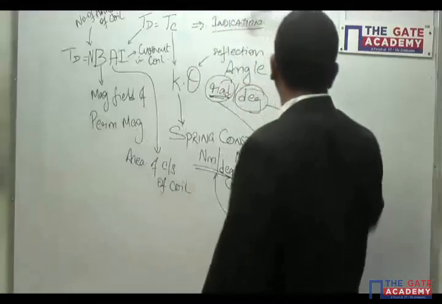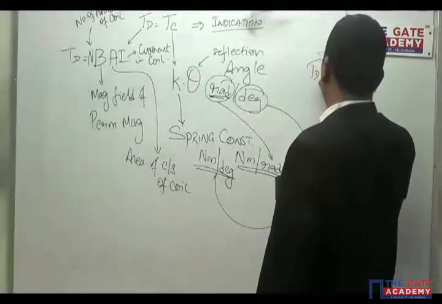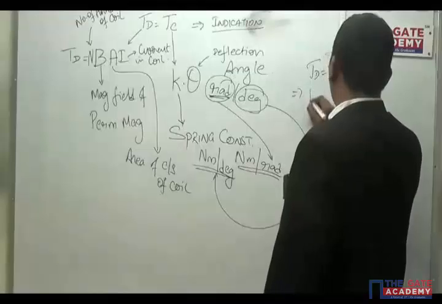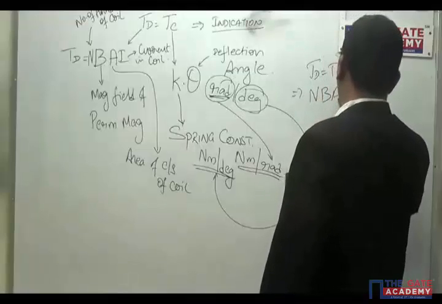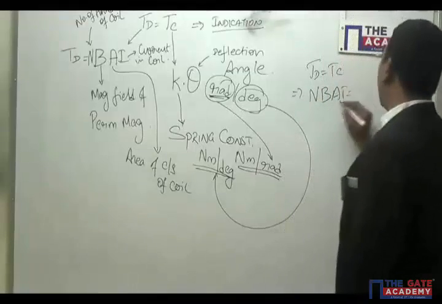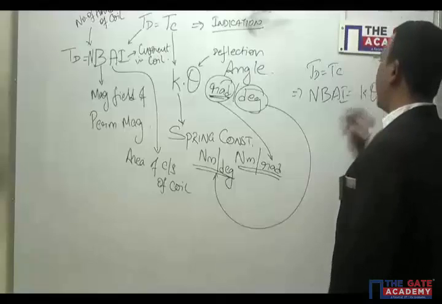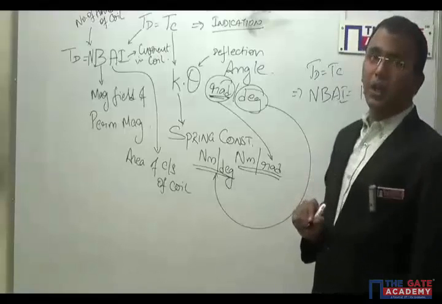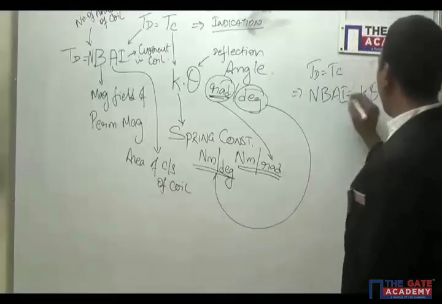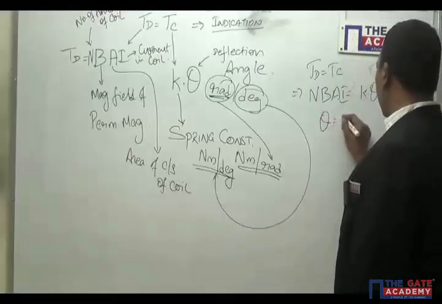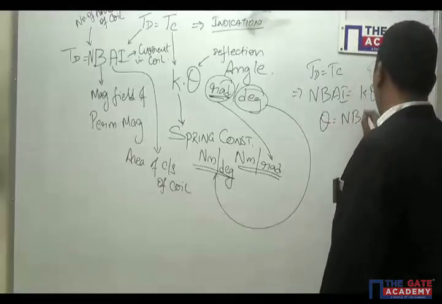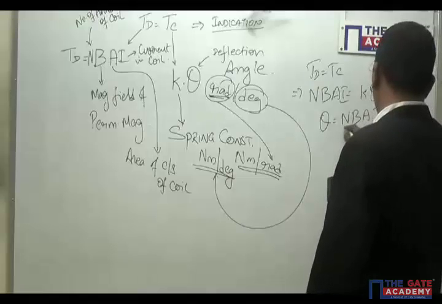So if you work out TD equal to TC, it means NBAI should be equal to TC, which is nothing but K theta. We are assuming that we are using a spring control. So if we balance it out, theta is nothing but NBAI by K.